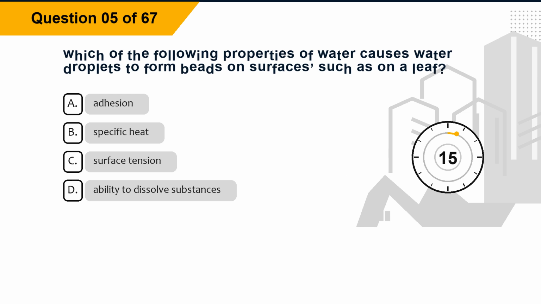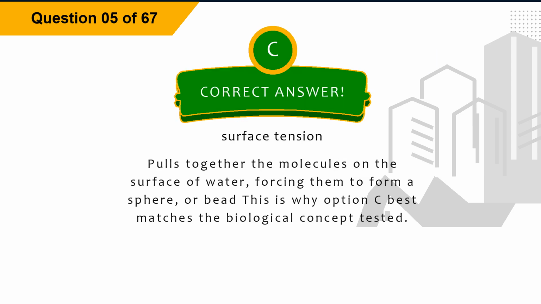Question 5. Which of the following properties of water causes water droplets to form beads on surfaces, such as on a leaf? Option A, adhesion. Option B, specific heat. Option C, surface tension. Option D, ability to dissolve substances. The correct answer is option C, surface tension. Explanation. Pulls together the molecules on the surface of water, forcing them to form a sphere, or bead. This is why option C best matches the biological concept tested.